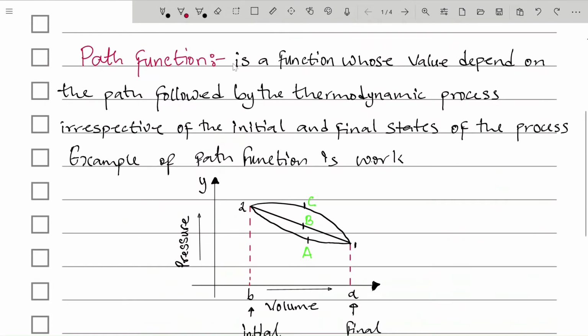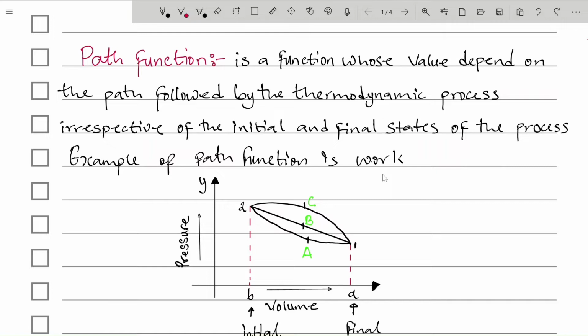Path function is a function whose value depends on the path followed by the thermodynamic process, irrespective of the initial and final state of the process. An example of path function is work. So, path function depends on the path followed by the thermodynamic process. It doesn't depend on the state.